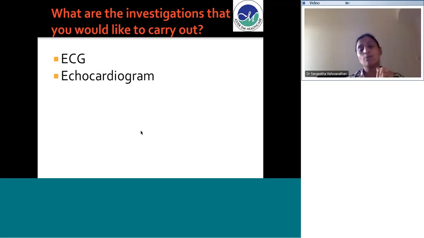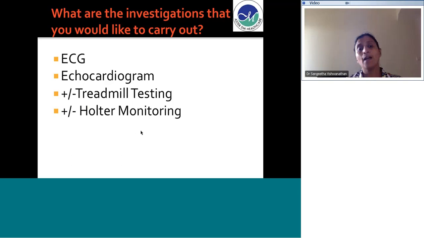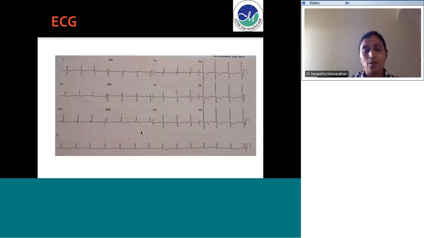So if you have a baseline ECG with LVH and strain pattern, and you have an echocardiogram which has significant LVOT obstruction, then perhaps that is enough information. Knowing that this patient has had a syncopal episode on exercise, you would not exercise this patient. You wouldn't put him on a treadmill test necessarily, okay? So it's plus minus treadmill testing based on what you find on your ECG and echo, and plus minus Holter monitoring, depending on what you find with your basic investigations.